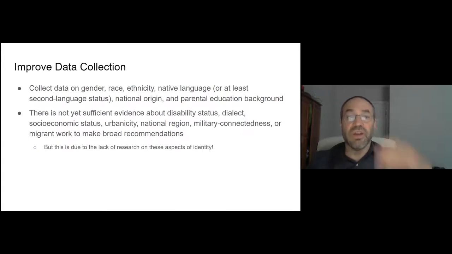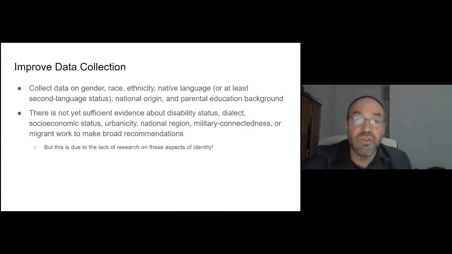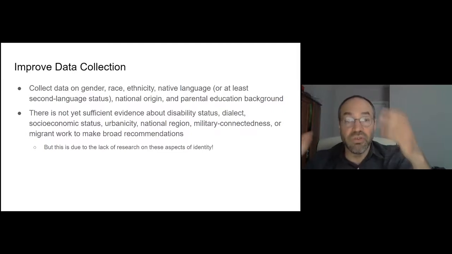Improving data collection. Collect data on the variables that we have some reason to believe matter, like gender, race, ethnicity, native language, national origin, parental educational background. There's a lot of other variables that don't have sufficient evidence about them to make broad recommendations today, but that's due to the lack of research on these aspects of identity.